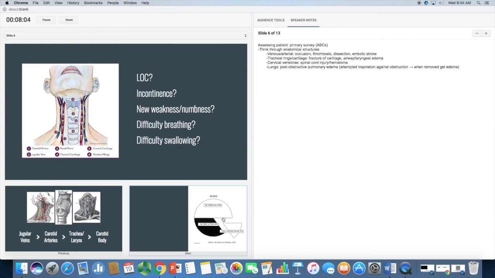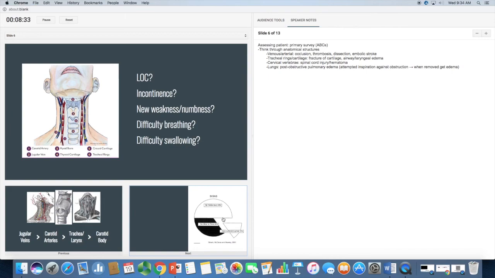Do they have any new weakness or numbness? So this is important because maybe the strangulation was not applied for long enough for the person to lose consciousness, but it did cause blunt trauma to the vasculature. So you're worried about thrombosis, you're worried about dissection, carotid dissection, vertebral artery dissection, and you're worried about, did you knock loose an embolism that caused an embolic stroke? So these are really important questions to ask.